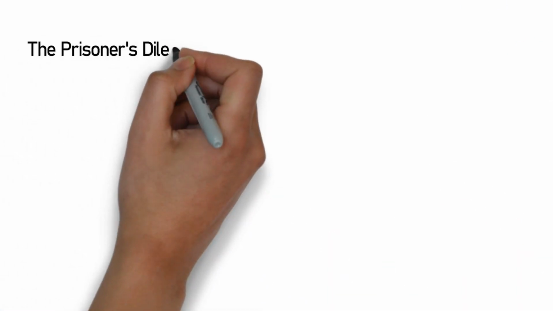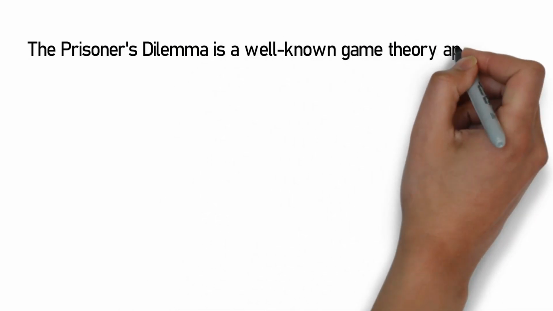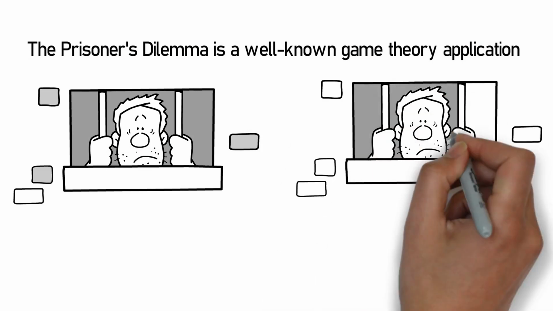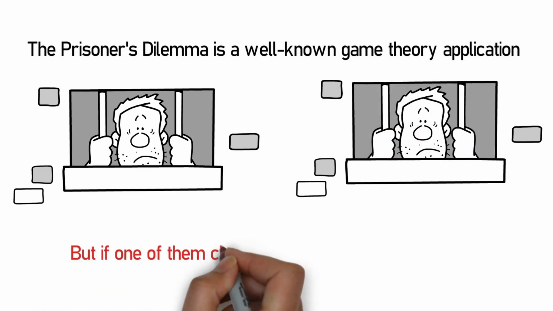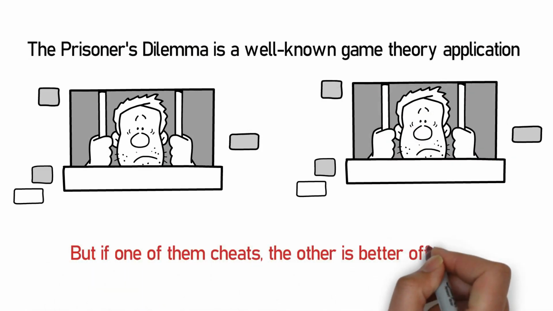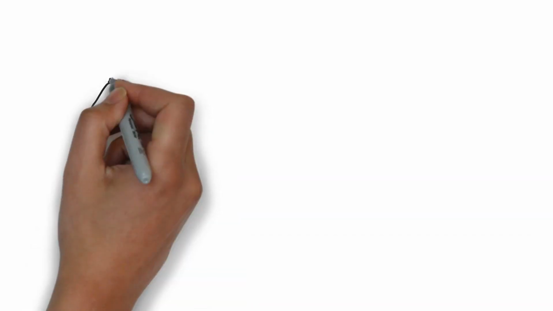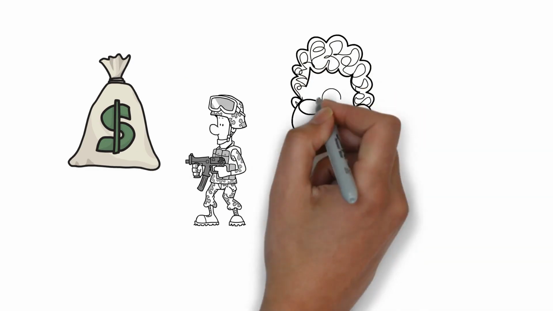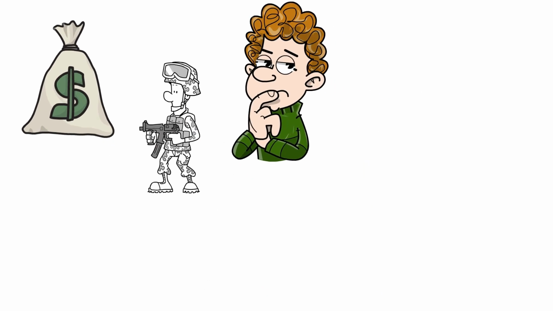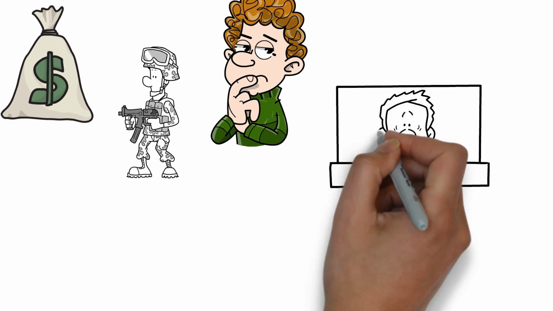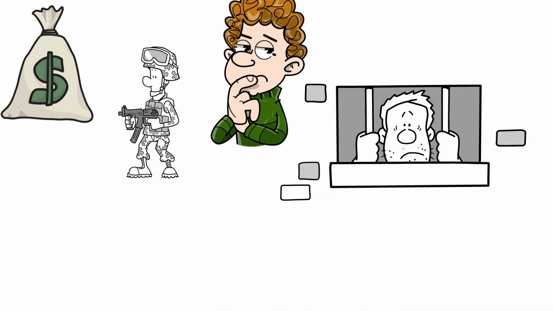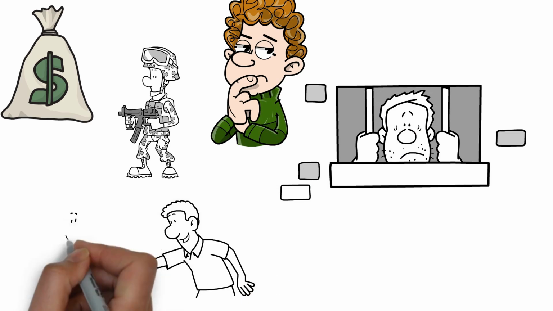The prisoner's dilemma is a well-known game theory application in which 2 prisoners are better off cooperating with one another, but if one of them cheats, the other is better off cheating. This model can be found in economics, war, and a variety of other aspects of everyday life. Though the prisoner's dilemma theoretically leads to a bad outcome, cooperation is almost always possible and must be explored in the real world.